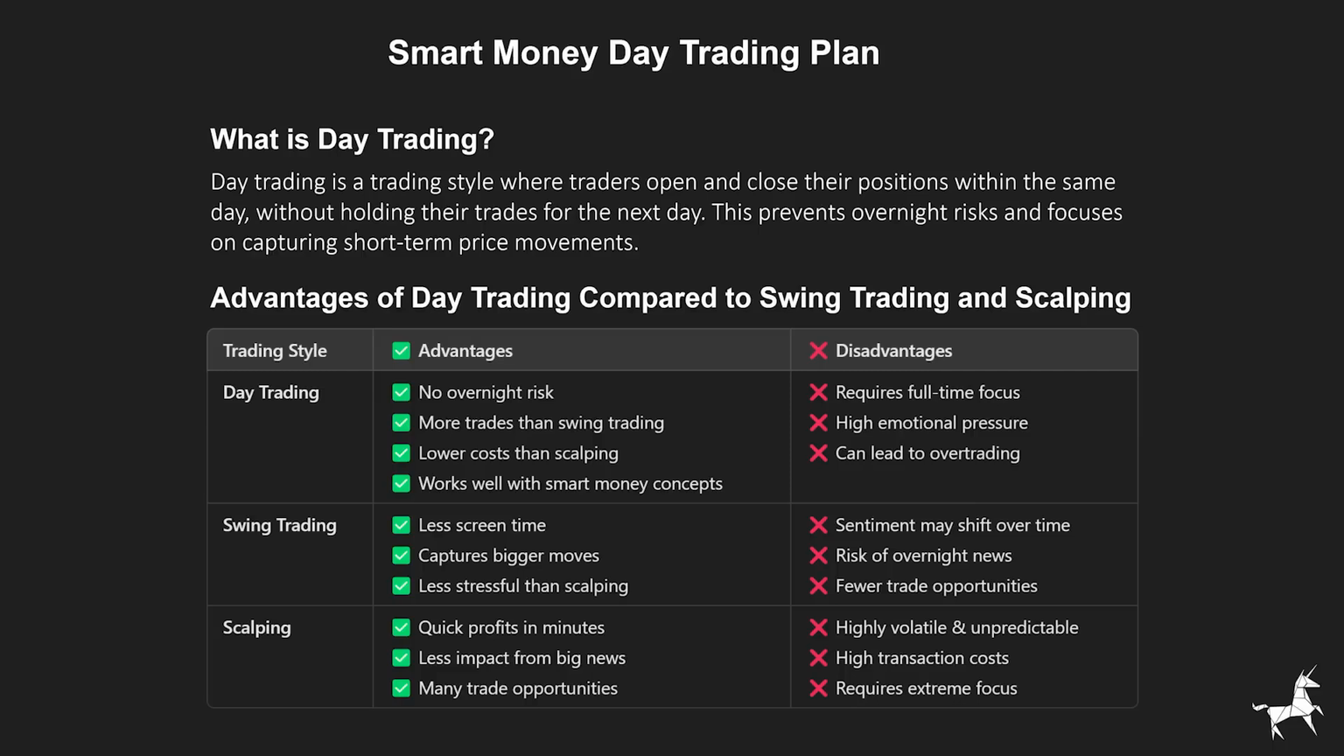Day trading offers a balance between swing trading and scalping, making it a great choice for traders who want frequent trade opportunities without the extreme fluctuations of scalping on lower time frames or the overnight risks of swing trading. It also works well with smart money concepts, allowing traders to apply precision entries based on liquidity, order blocks, fair value gaps, and market structure concepts.